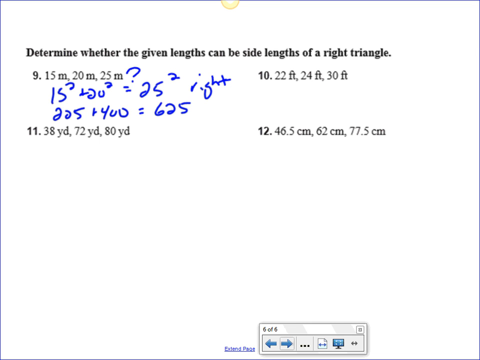Okay, if I look at the next one, is 22 squared plus 24 squared equal to 30 squared? So 22 squared is 484. 24 squared is 576. If you add those two together, do you get 900? And the answer would be no. So it's not a right triangle.